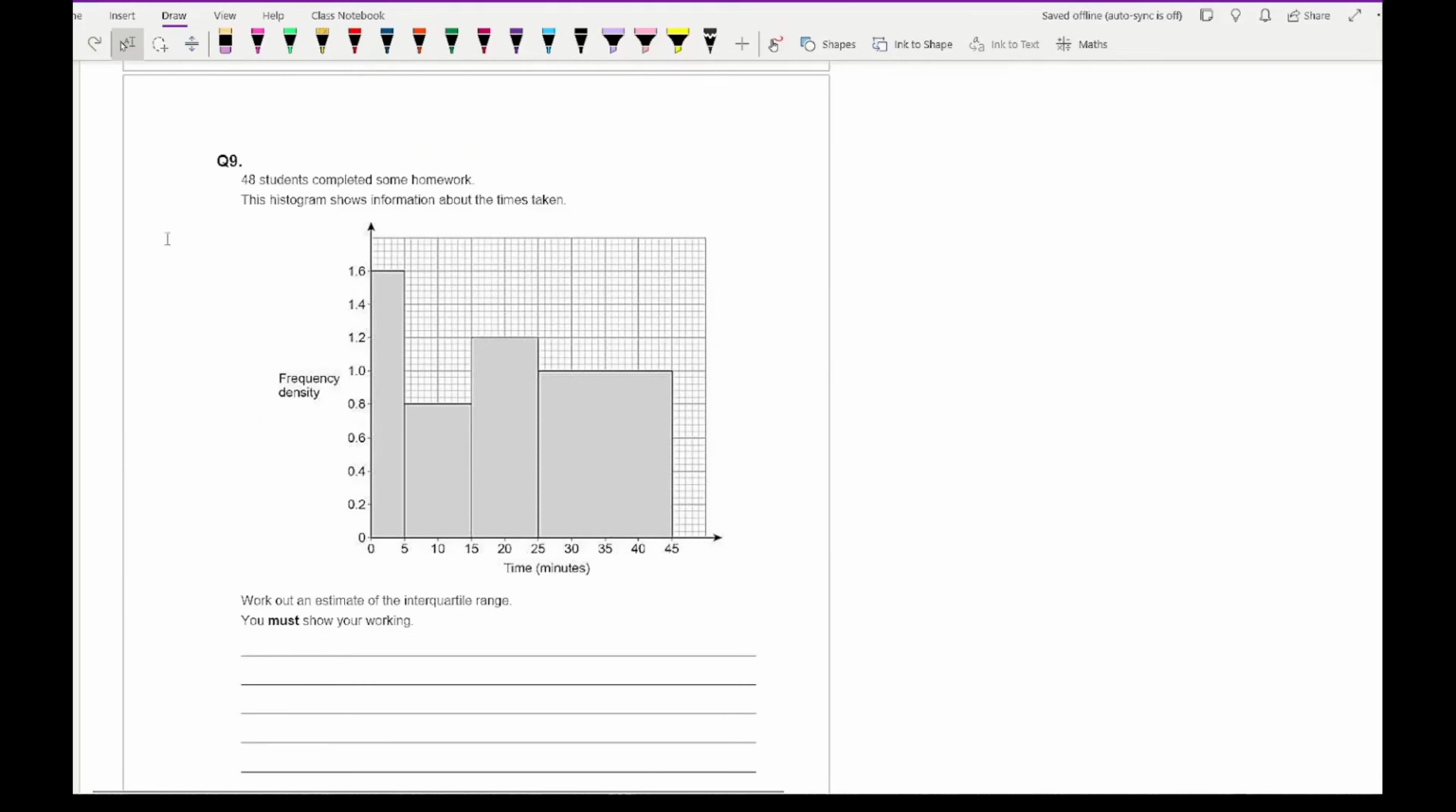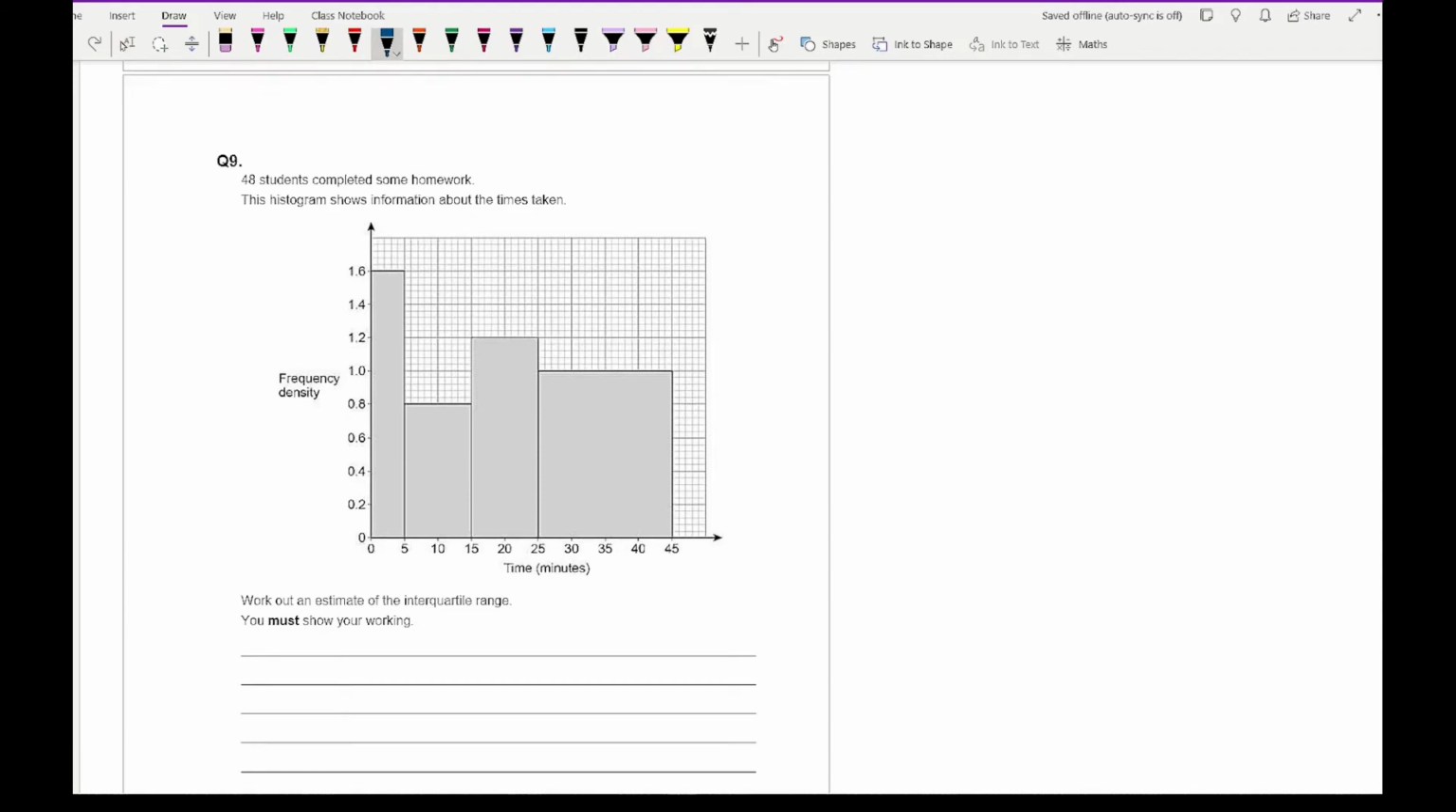So looking at question 9, it says that 48 students completed some homework. This histogram shows information about the times taken, and what this question is asking us to work out is an estimate of the interquartile range. Now I would say this is probably going to be one tricky histogram question that we need to look at. So first thing we need to spot is what positions the interquartile values are going to be at.